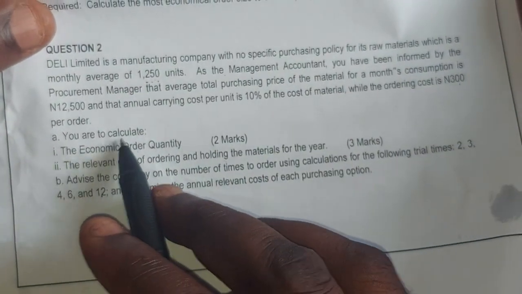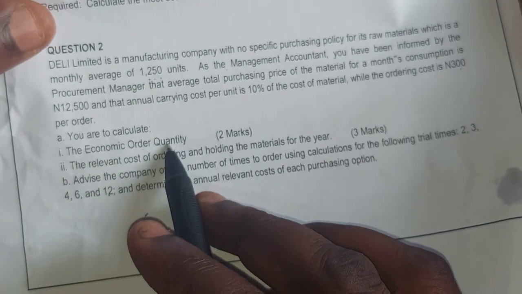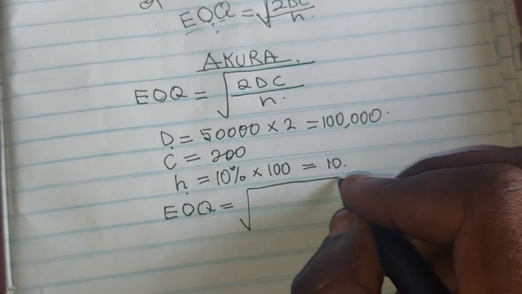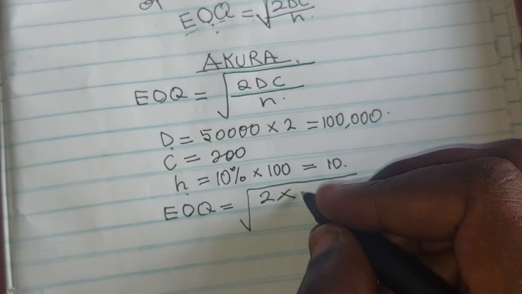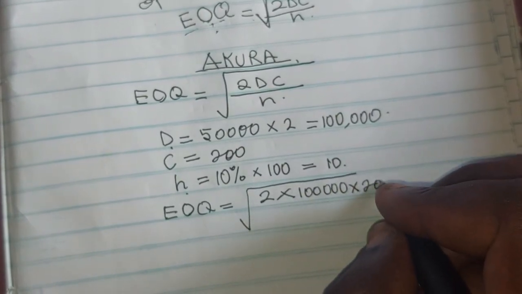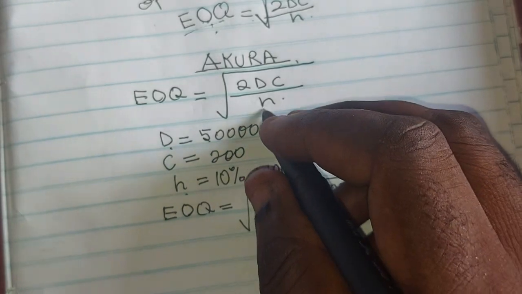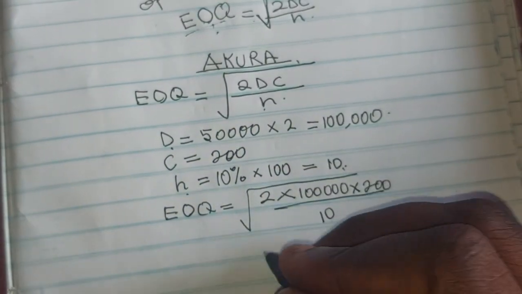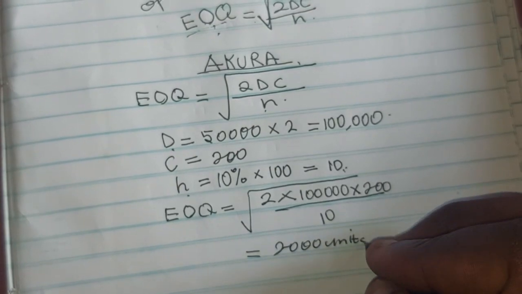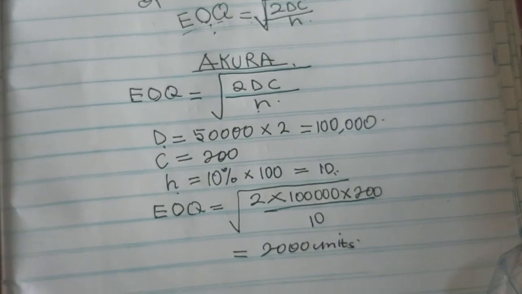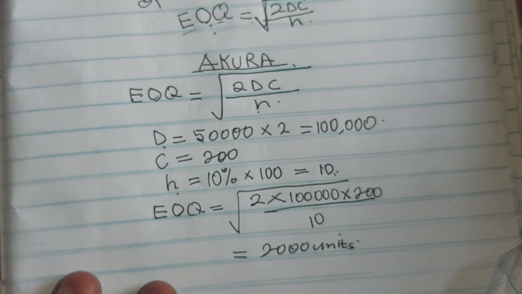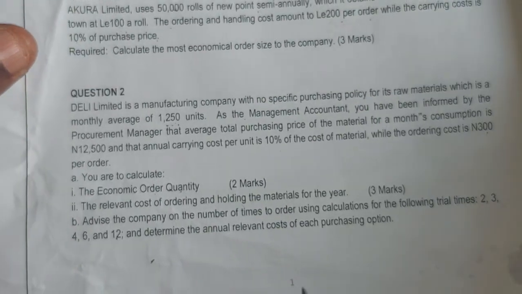Then our economic order size. So they said you have to calculate economic order quantity, and that economic order quantity will be the square root of 2 multiplied by 100,000 multiplied by 200 all over what is H? H is 10, and this will give you 2,000 units from your calculator. Okay, all right. You can replay the video to get it. So now let's answer question number 2. Okay, pause the video for question number 2.